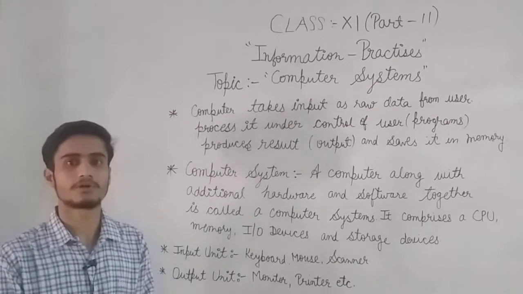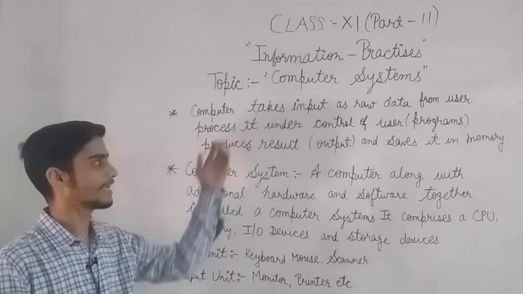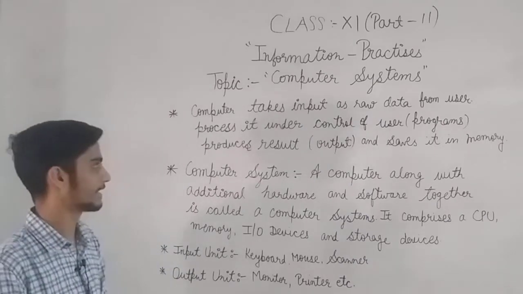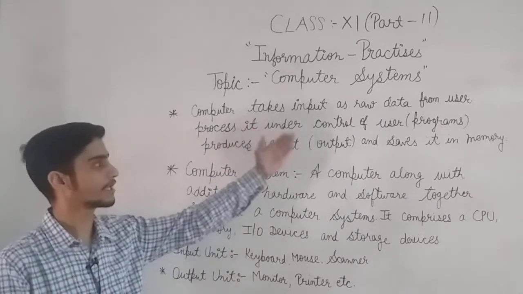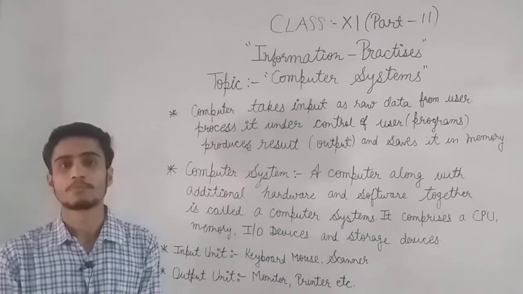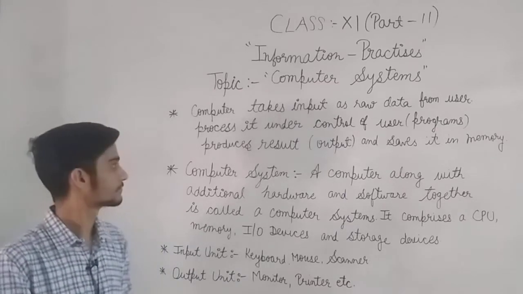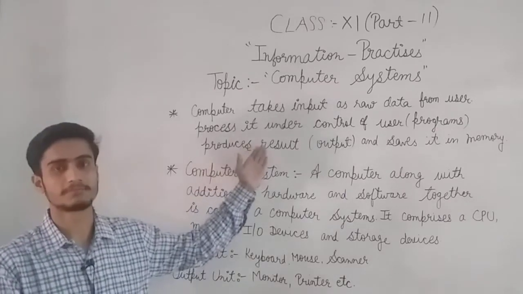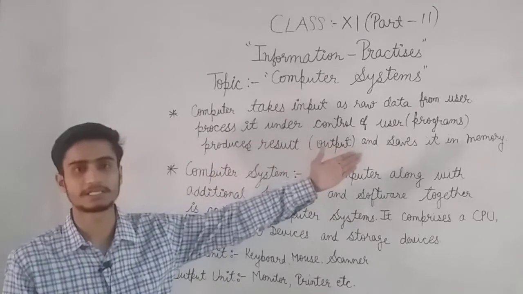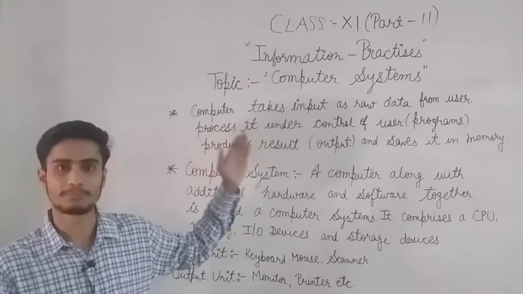Computer is an electronic device, a highly modern electronic device that takes input as raw data from the user and processes it under the control of the user, which is referred to as programs. Programs are the instructions given by the user, and then it produces some result, which is referred to as output, and saves it in memory. So this is the complete definition of computer.